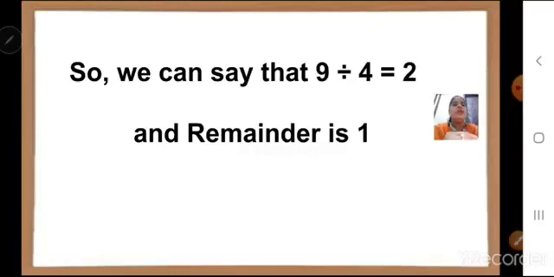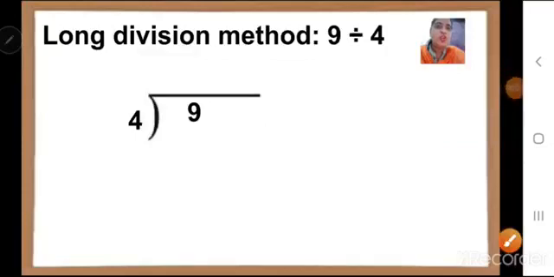Now children, if I want to divide these numbers with the long division method, how can we do it? Let us see. So the question is 9 divided by 4. First we have to draw the bracket, right? Because it is the long division method. After drawing the bracket, we first write the dividend, which is number 9, inside. And the divisor, which is number 4, will be written here outside. Correct?